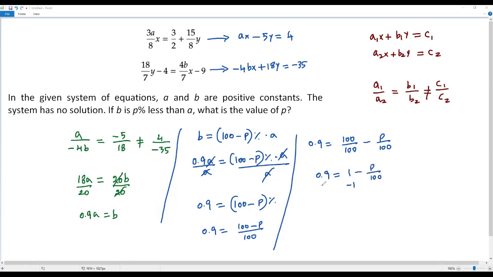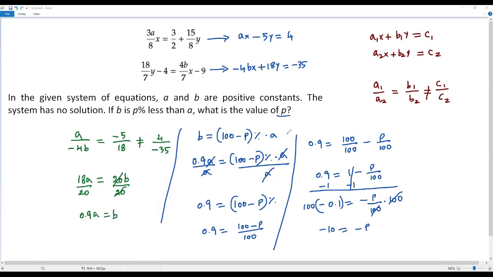Okay, now let me subtract 1 from both sides of this equation. This 1 and negative 1 will cancel out. When I simplify this positive 0.9 and negative 1, I am getting negative 0.1 equals negative p over 100. Now let me multiply both sides of this equation by 100. Here this 100 will cancel out. On the left side, when I multiply this negative 0.1 by 100, I'm getting negative 10. On the right side, we have negative p.